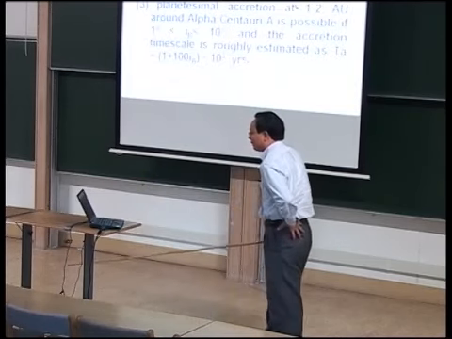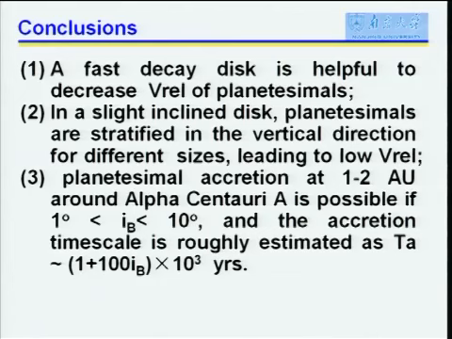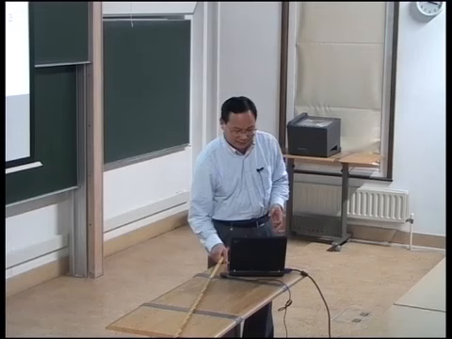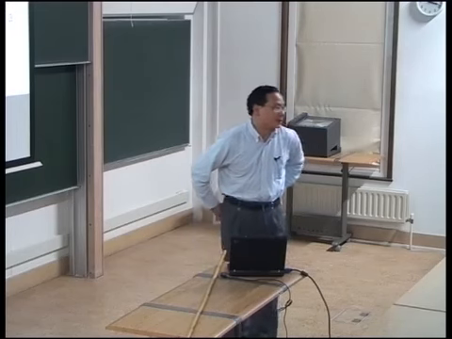So here come my conclusions. A fast decaying disk is helpful to decrease the relative velocity of planetesimals, and in a slightly inclined disk, planetesimals are stratified in the vertical direction for different sizes. This will lead to low relative speed, and planetesimal accretion at 1 to 2 AU around the Alpha Centauri system is possible if you give a small inclination, and the accretion time is roughly estimated by some formulas. By this, I think I need to finish, and I'd like to have some questions. Thank you very much.